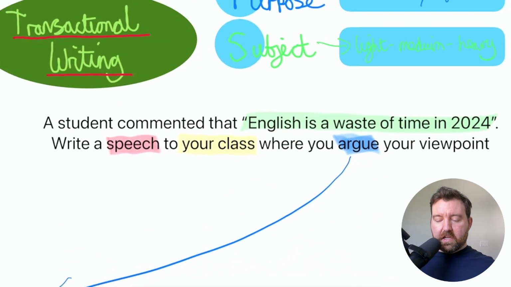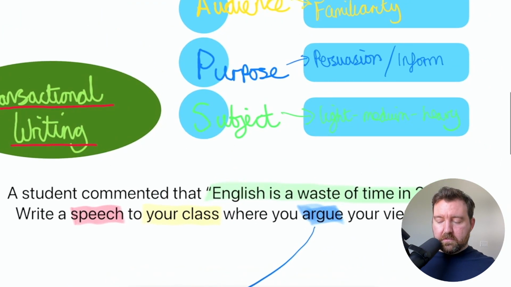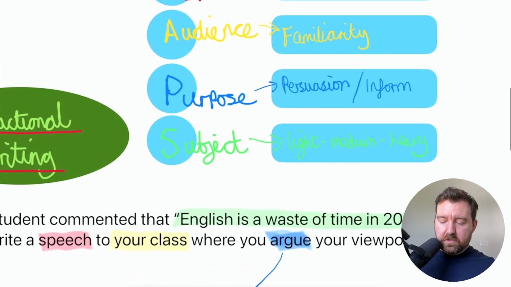So, just looking at this question, English is a waste of time in 2024. That's the subject. And I would say that that is probably coming in as a medium subject overall. I don't think it's super heavy, but I don't think it's super light either.